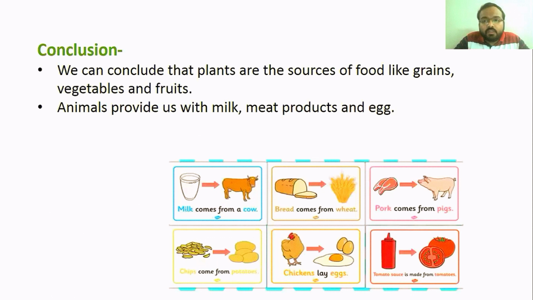Now again, conclusion. What have we concluded from this activity? We can conclude that plants are the sources of food like grains, vegetables, and fruits. Animals provide us with milk, meat products, and egg. So this is the conclusion of this activity.